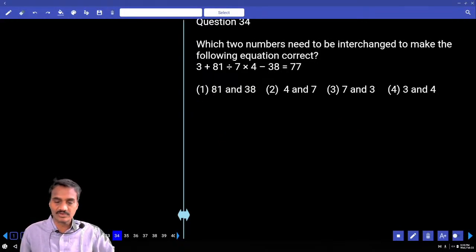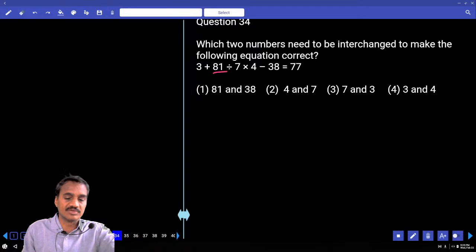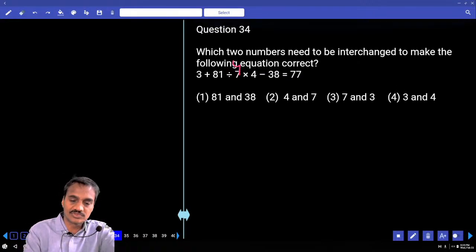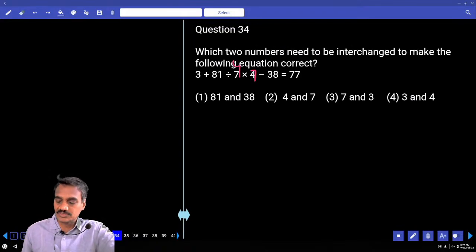Then 34. And 3 plus 81 divided by 7 and so on. Now which two numbers we need to interchange? Then coming to choice 1, 81 and 38 if you have here. Now 38 divided by 7 does not divide out. Hence choice 1 is ruled out. And 4 and 7. Now if you check out 4 and 7, this is 4 and this is 7. Is there any use of this? No. Next one, choice 3.